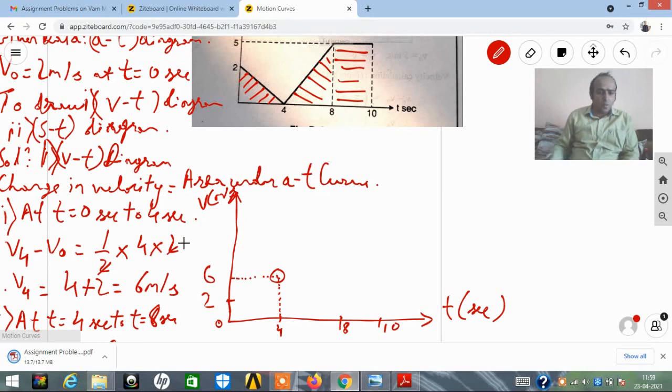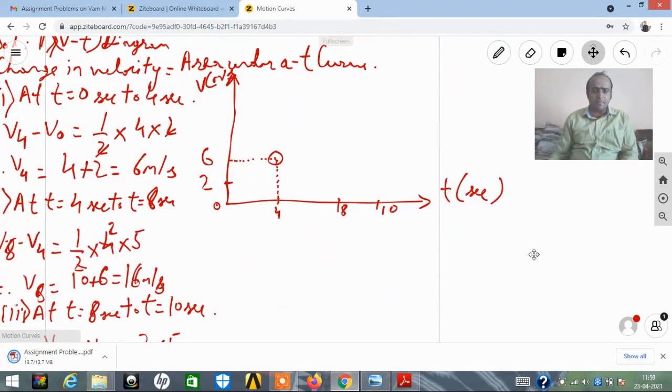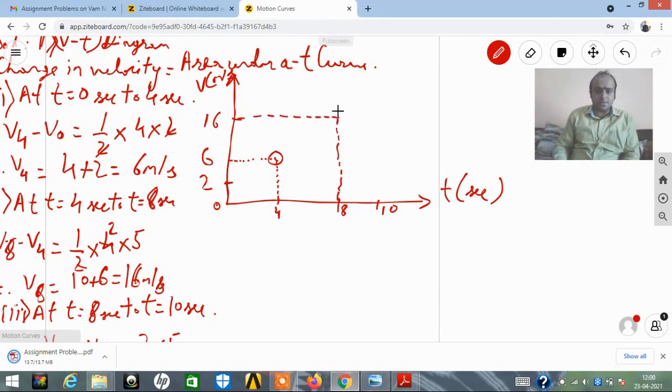Next, when time was 8 seconds, the velocity was 16 meter per second. So let me plot it over here. Velocity is 16 when time was 8 seconds. Last but not the least, when time was 10 seconds, the velocity was 26 meter per second. So I'll show this 26 over here, and it will be going till here.